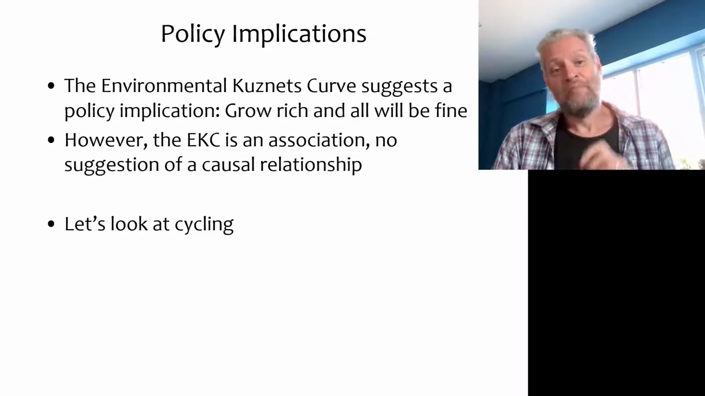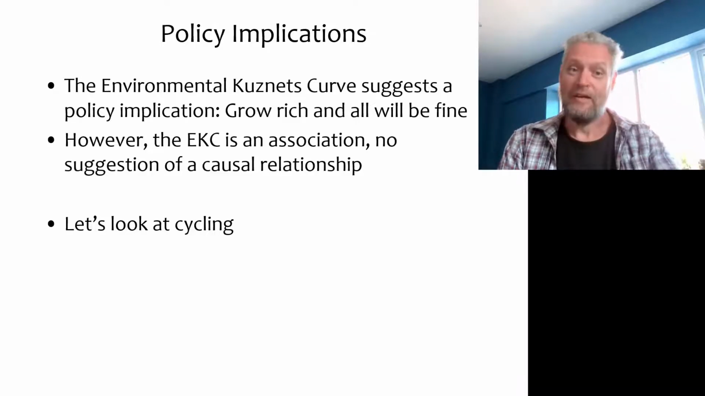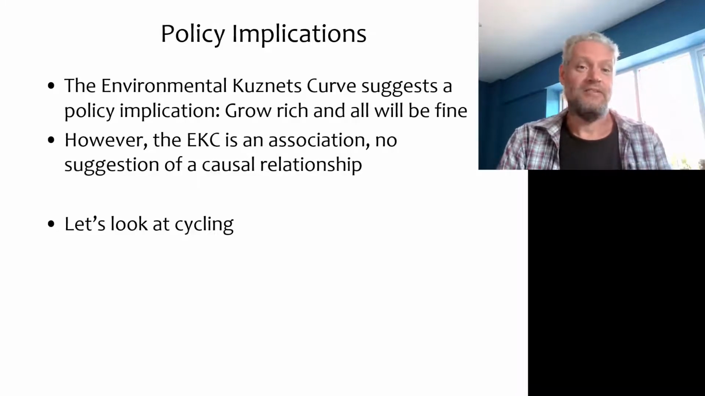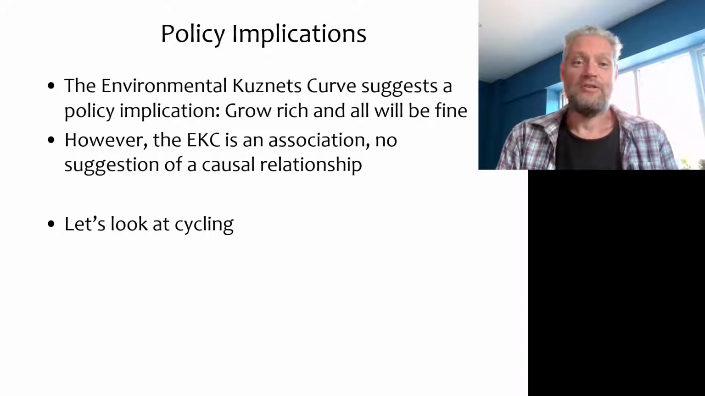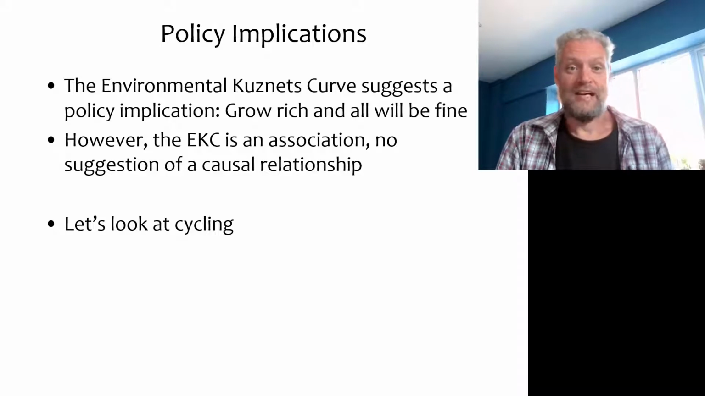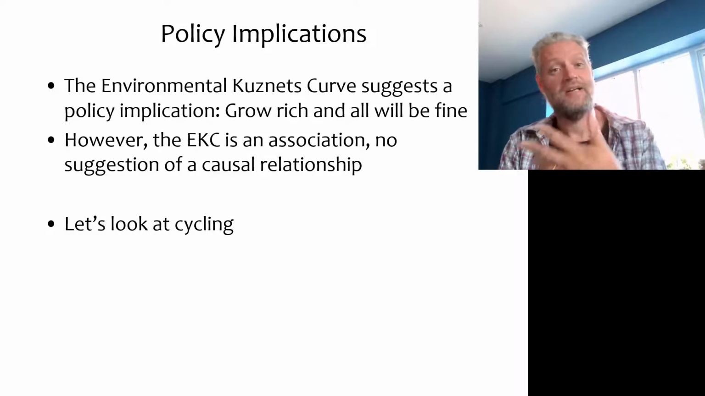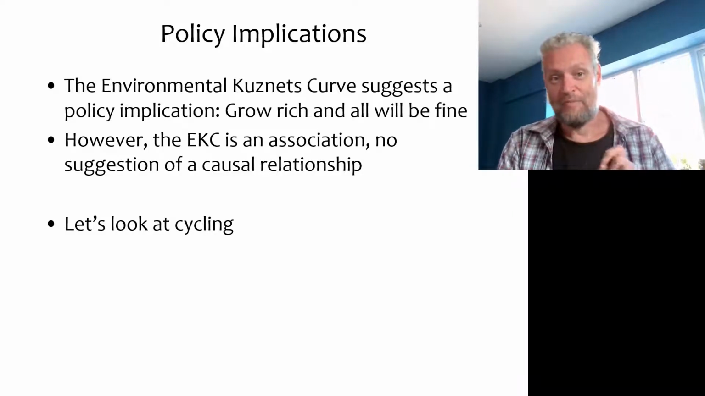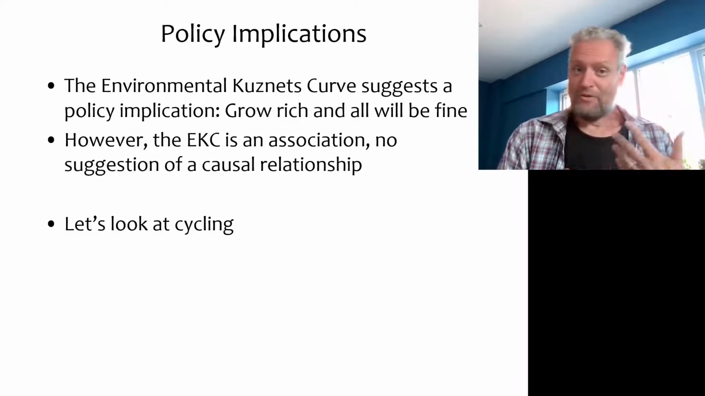But suspending our disbelief for a moment and assuming that there is an environmental Kuznets curve, this is the wrong interpretation. It is not the case that if we grow rich, if our economies grow, then environmental pressure will automatically drop. And the reason for that is that the environmental Kuznets curve in econometric terms is an association. It is not a causal relationship. It's not that because we grow rich, pressure on the environment falls. It has to do with things that are associated with being rich rather than being rich itself. That just follows from the econometrics.